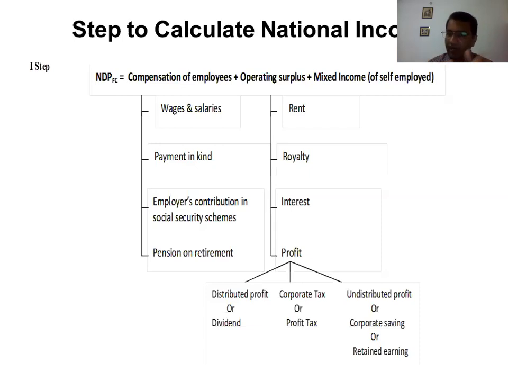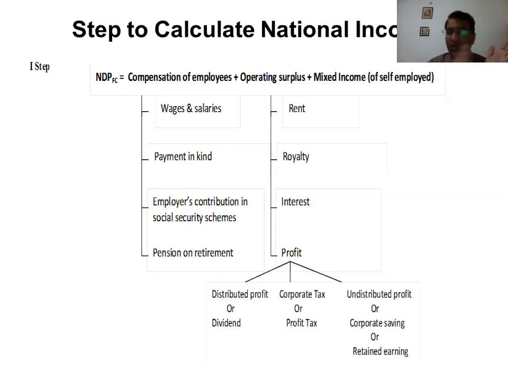In profit there are again some parts: distributed profit or dividend. Dividend is the part of profit which is distributed to the partners. Then corporate tax or profit tax, which is paid to the government, and undistributed profit, which is kept with the entrepreneur, also called retained earnings. So these are the parts of profit. Now the question arises here.